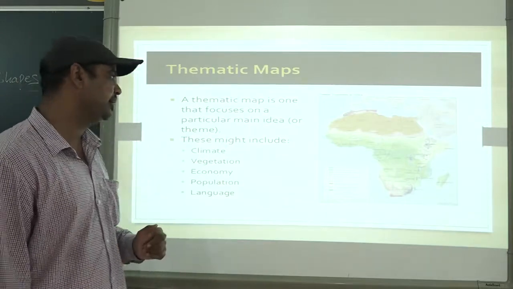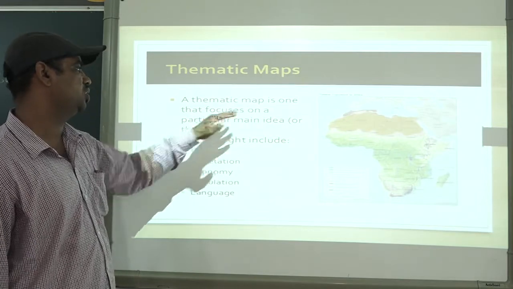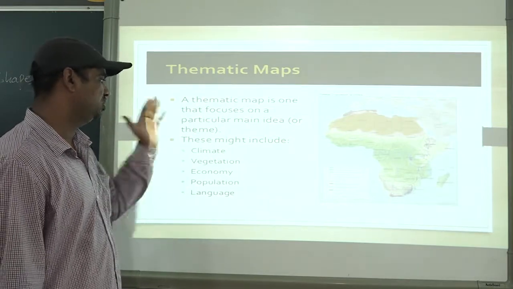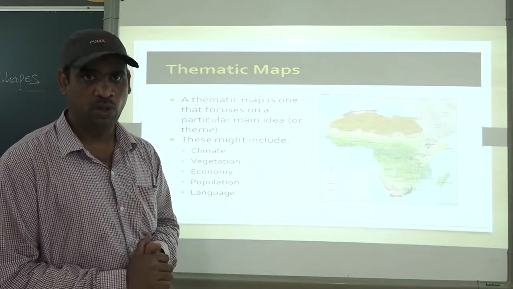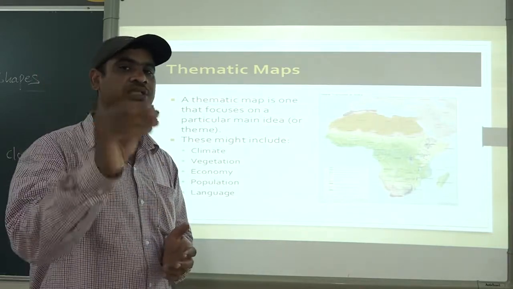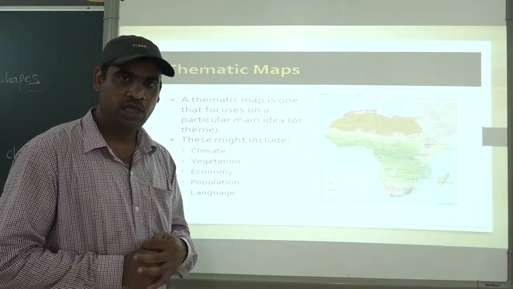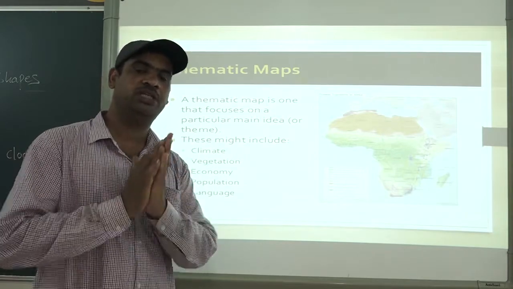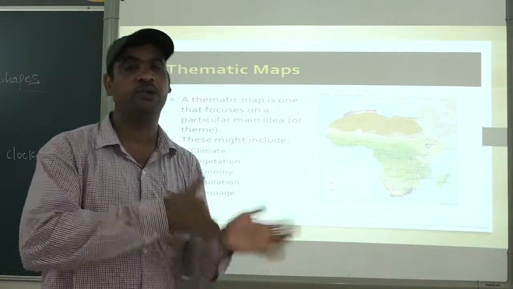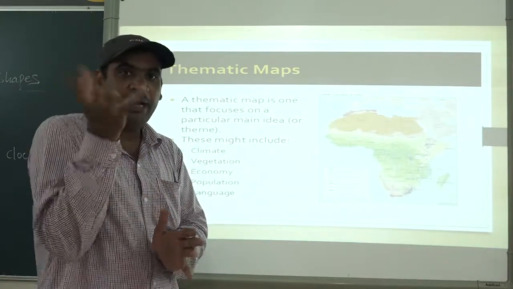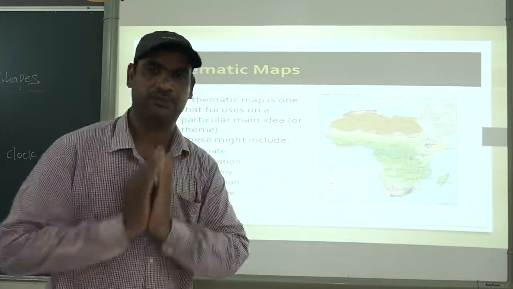So it is a thematic map. A thematic map is one that focuses on a particular main idea or theme. As per our demand, we make a thematic map. For example, if you want to show the population of a city, suppose we take the example of Nanded. If you want to show the population of Nanded, which area has more population, where males are more, where females are more, that map is known as a thematic map because we are focusing on a particular topic.